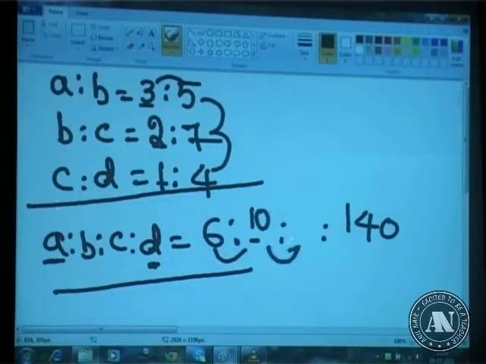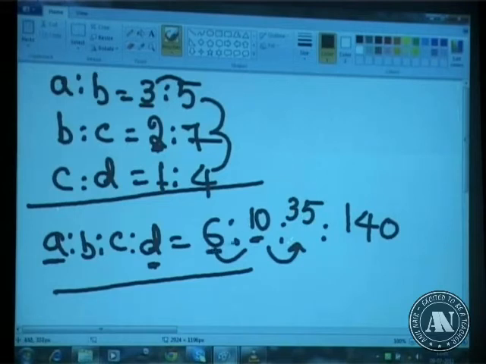Next is B is to C. Compare with original B is to C. Originally, what is the value? 2. How much did it become right now? 10. 5 times. 7, 5 are 35. Again, I am repeating, C here.